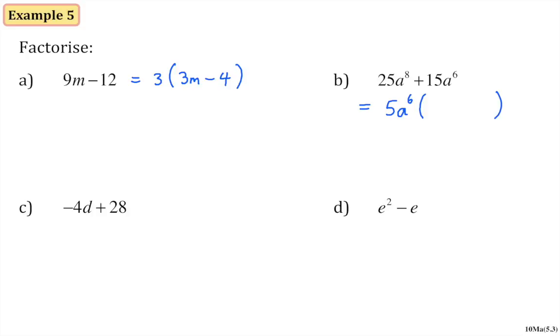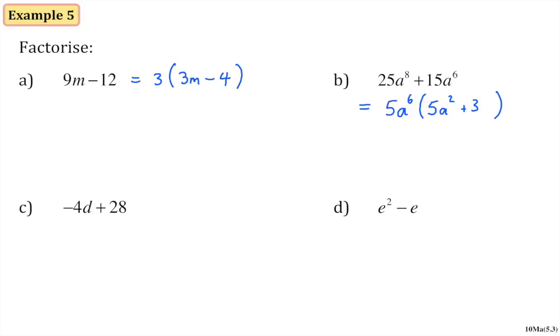Now, if I look at the first term, 5 went into 25 5 times. And A to the power of 6, well, I've used up 6 A's, and there's actually 8 of them, so there's still 2 I haven't used. So I've got A squared. Put down a plus because there is a plus there. 5 goes into 15 3 times. And A to the power of 6 has been used, and there's A to the power of 6 there. I've used up all the A's, so that's my final answer.